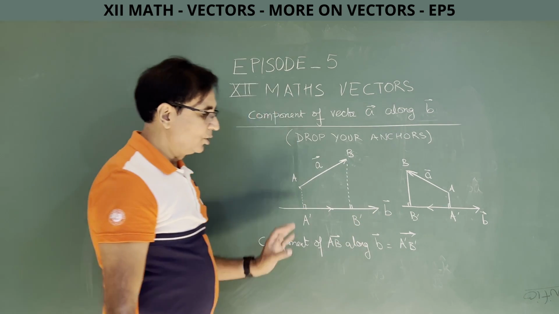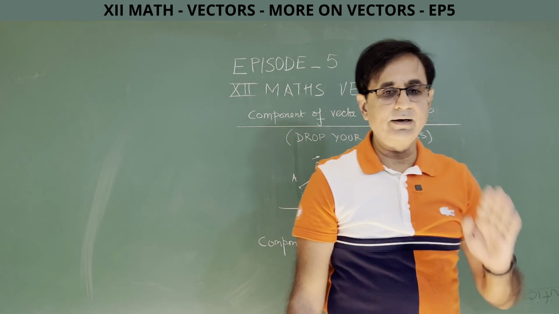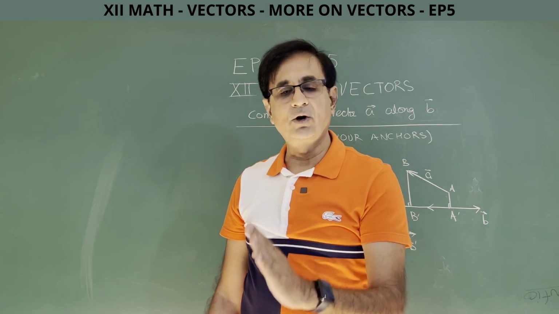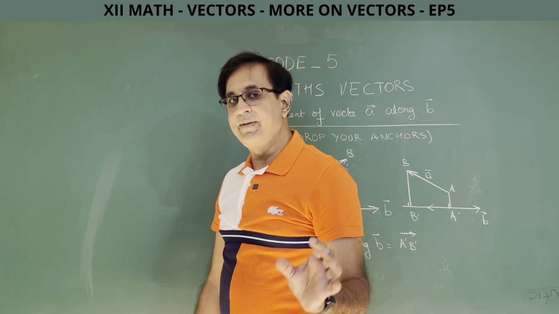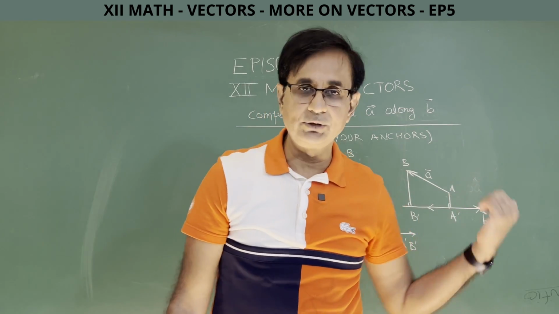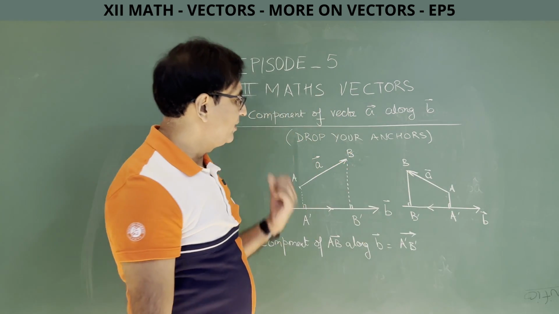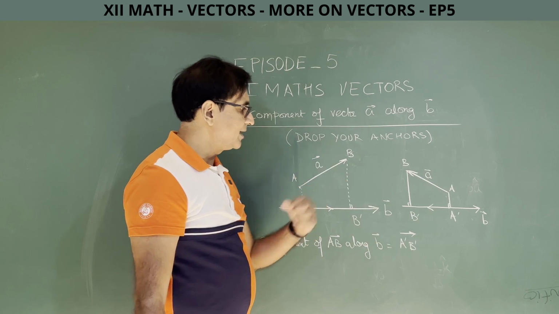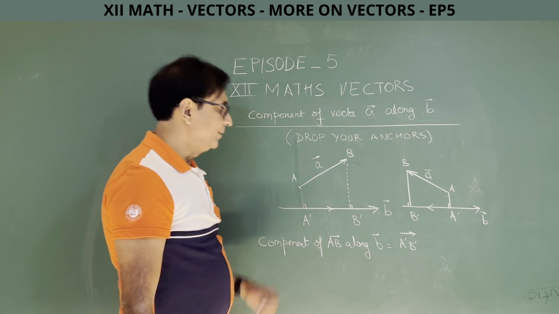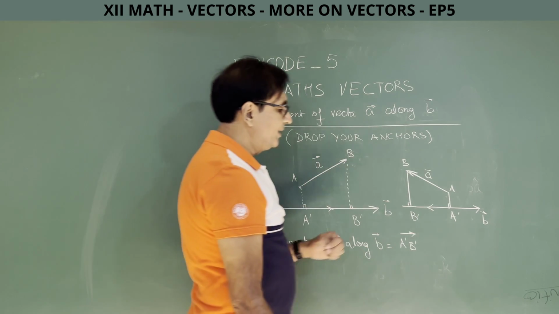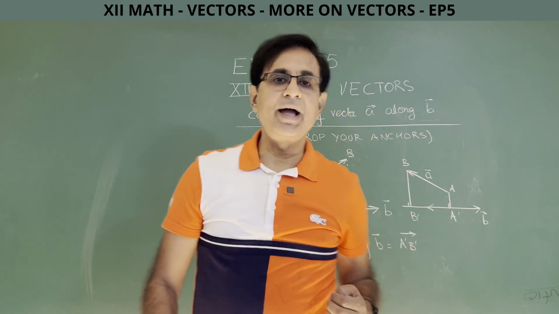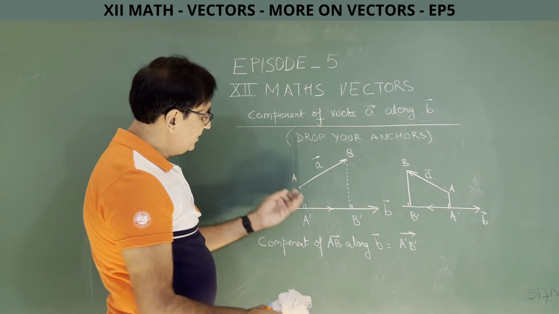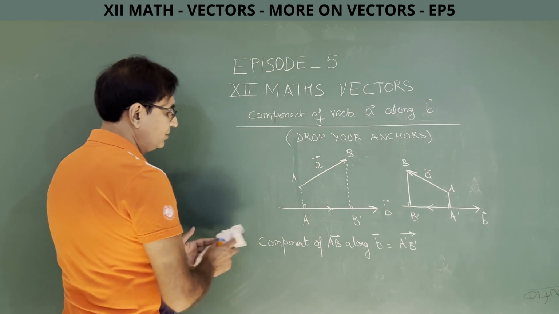So now you know what we mean by the component of a vector along another vector. Simply drop your anchors. The component of a vector is also a vector. It will have a magnitude. How do you find the magnitude? I will tell you just now. And what is the direction? Direction will be the same as that of B or opposite to B. Alright, so let me make another diagram for you. Instead of dropping 2 anchors, I can drop 1 anchor and save some money. Alright, how? Let us see.